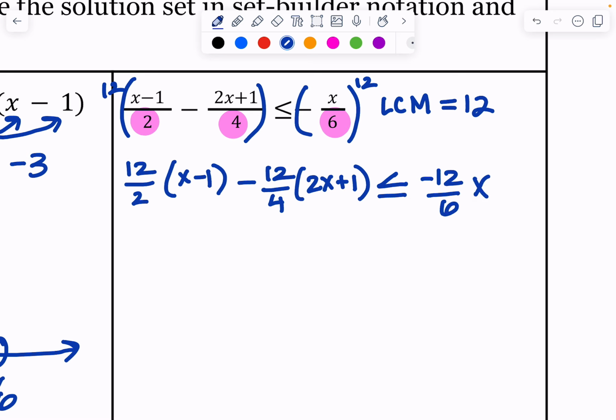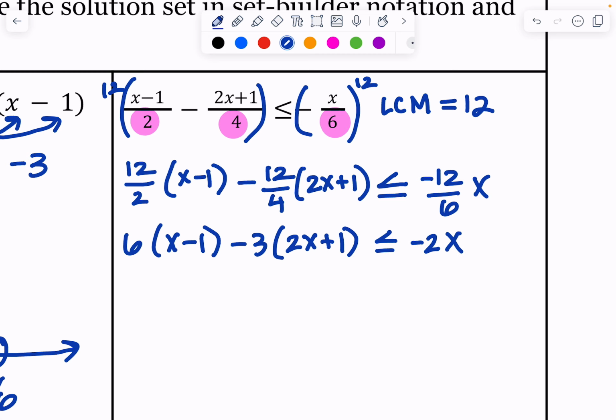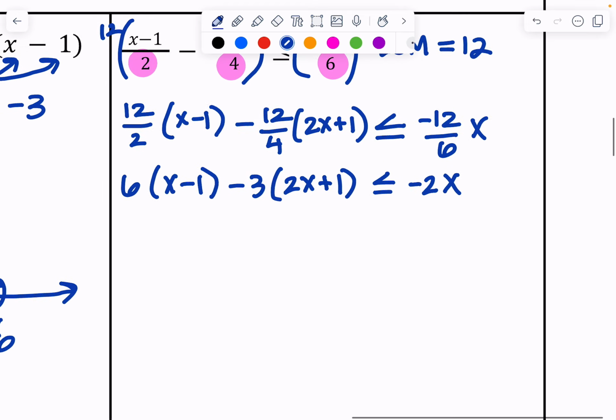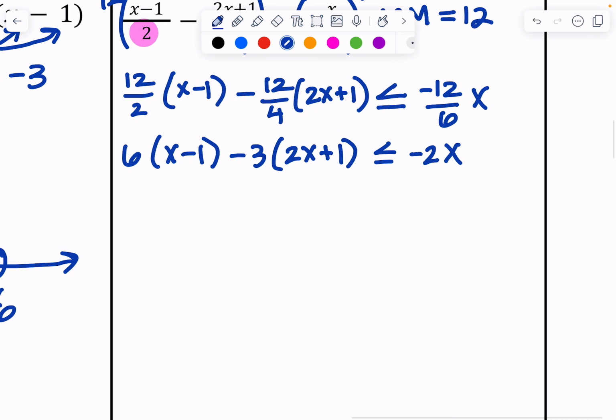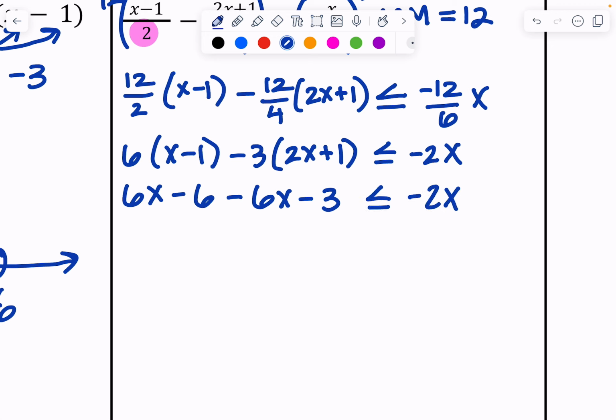Let's reduce all of our fractions. So this would be 6 times x minus 1 minus 3 times 2x plus 1 is less than or equal to negative 2x. We're going to distribute. So we have 6x minus 6 minus 6x minus 3 is less than or equal to negative 2x.